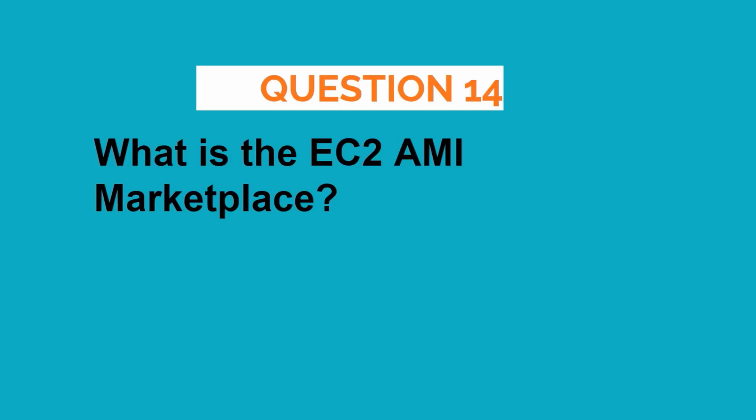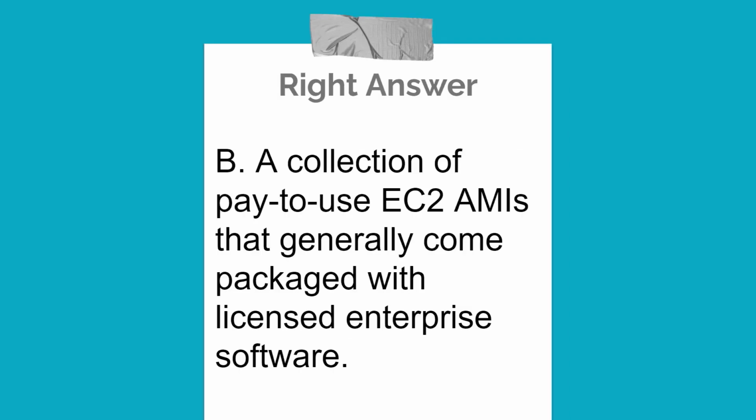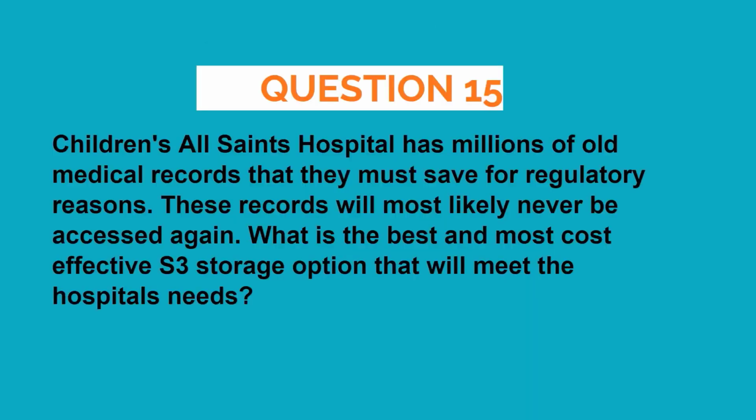Question 14. What is the EC2 AMI marketplace? Option A. Where you select the storage type of an EC2 instance. B. A collection of pay-to-use EC2 AMI that generally come packaged with licensed enterprise software. C. Where you store AMI that you create. D. Where you select a compute capacity of an EC2 instance. Right answer is B. A collection of pay-to-use EC2 AMI that generally come packaged with licensed enterprise software.